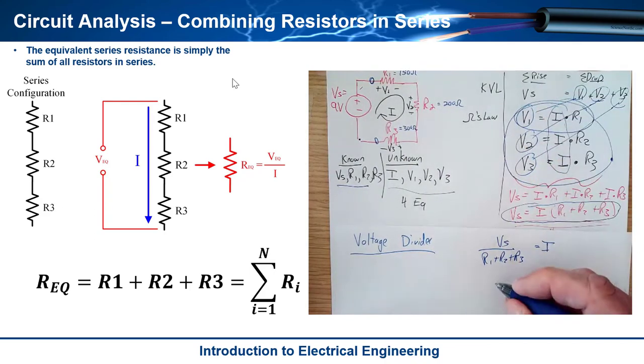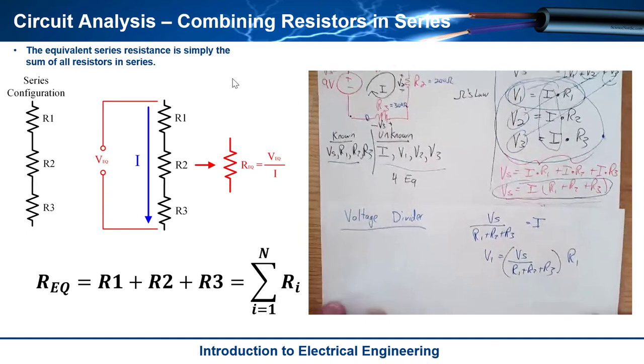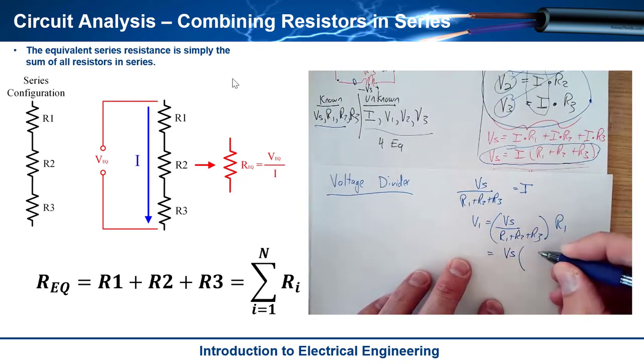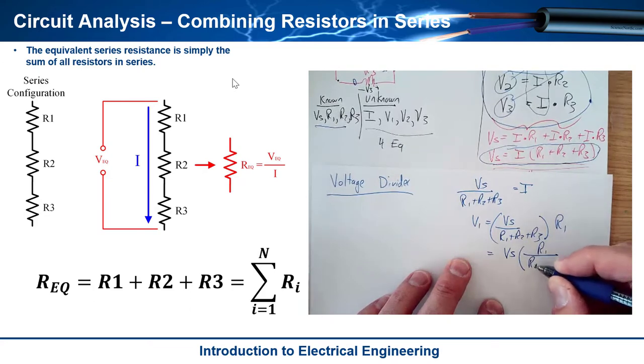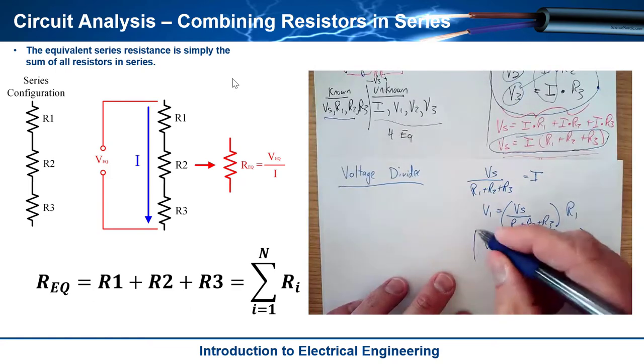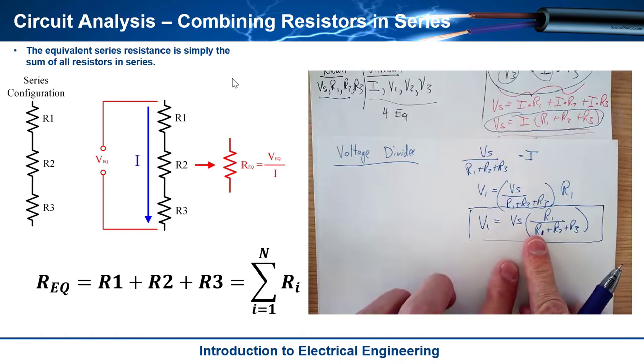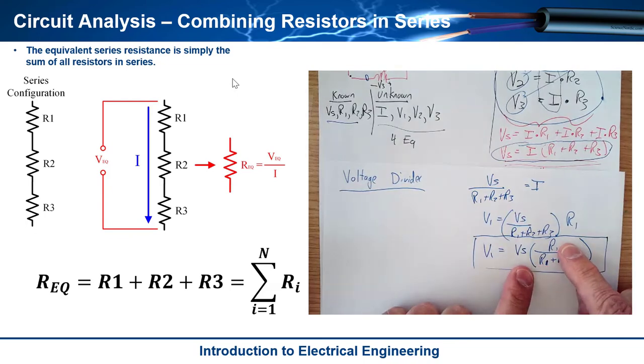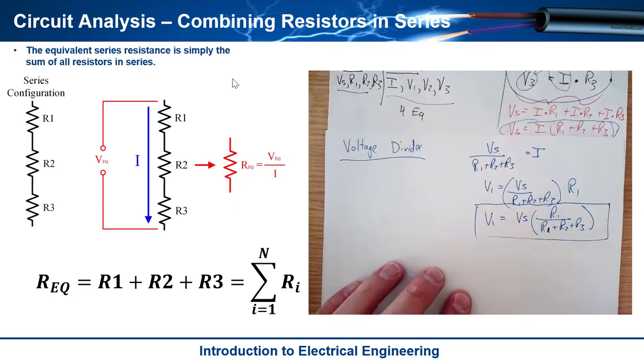Let me rewrite the first equation. V1 is equal to, plugging I in, Vs over R1 plus R2 plus R3 multiplied by R1. Let's rewrite that a little: V1 equals Vs times R1 over R1 plus R2 plus R3. That is pretty cool, because with this configuration I can use a voltage divider relationship: take the resistor I want the voltage across over the sum of all the resistors in series, and multiply it by the source voltage across all of them, and that gives me V1.